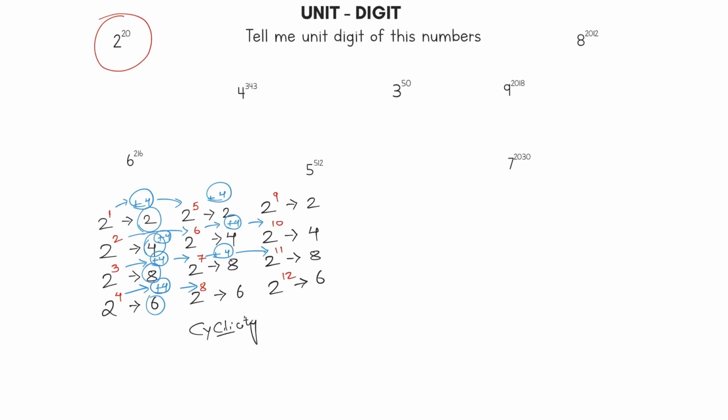Okay, what is cyclicity now? The cyclicity of 2 here is equal to 4. What is the meaning of this? After every 4 powers, the unit digit gets repeated.